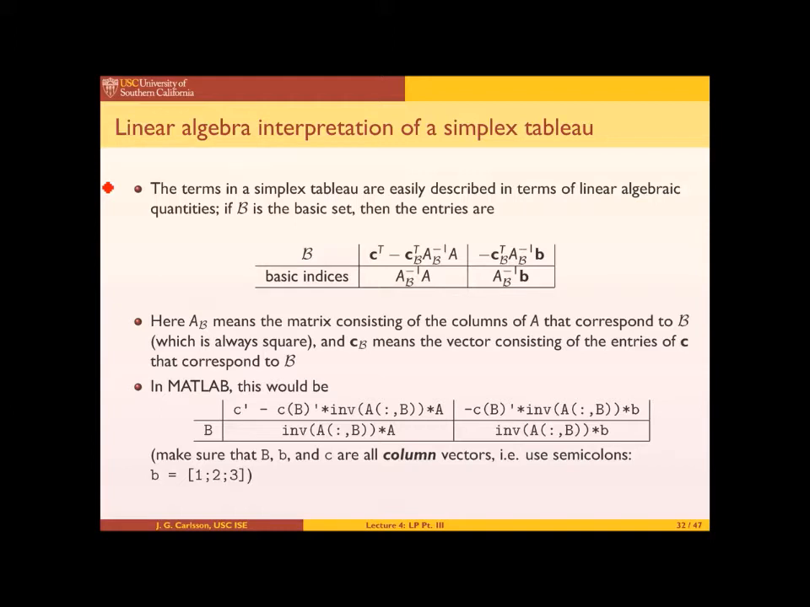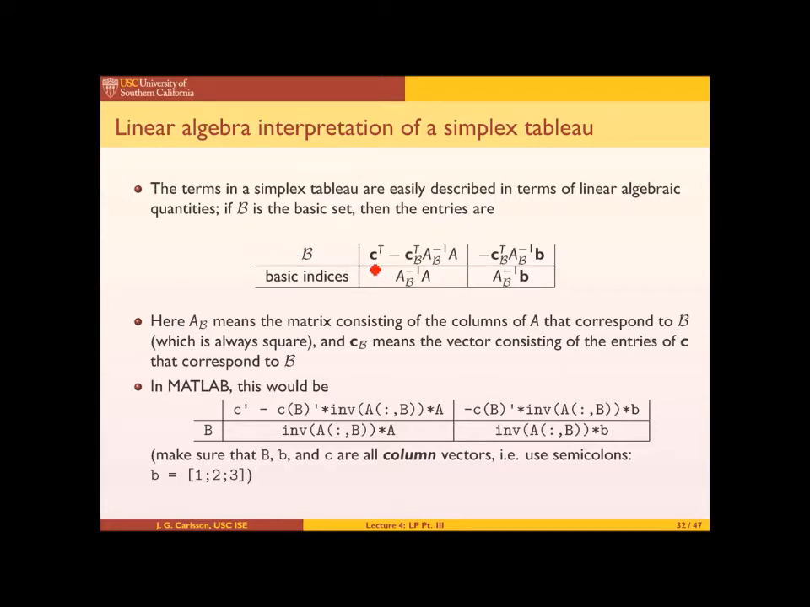To give you an idea of where we're coming from, I wanted to point out something first, which is that the elements in a simplex tableau, you actually can describe them in terms of the input vectors and matrices in a linear algebraic way, which is kind of nice. So mathematically, you can write down where those quantities come from. And so those various quantities are written here.